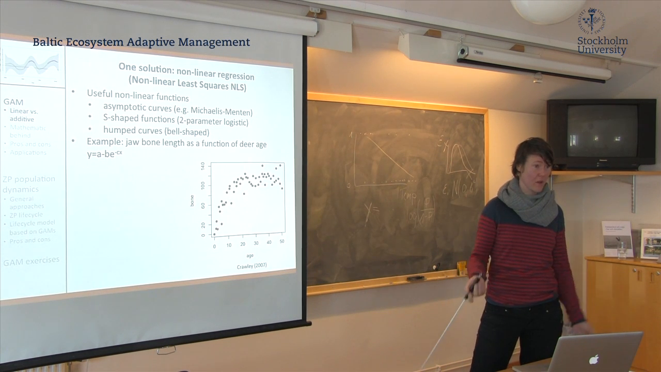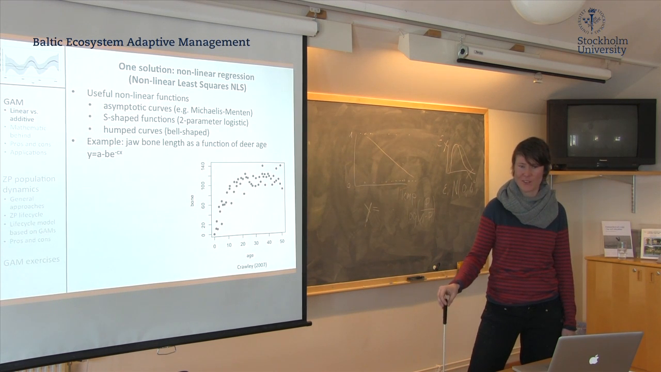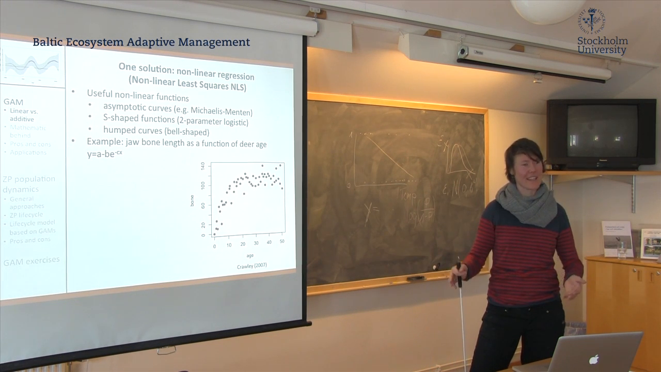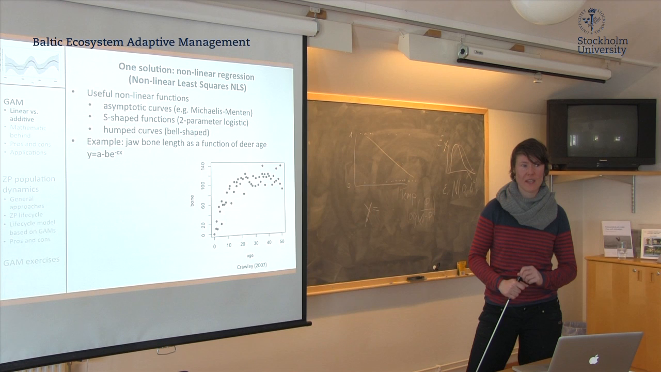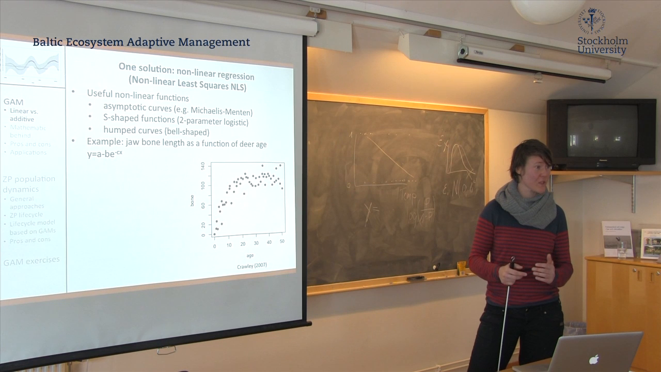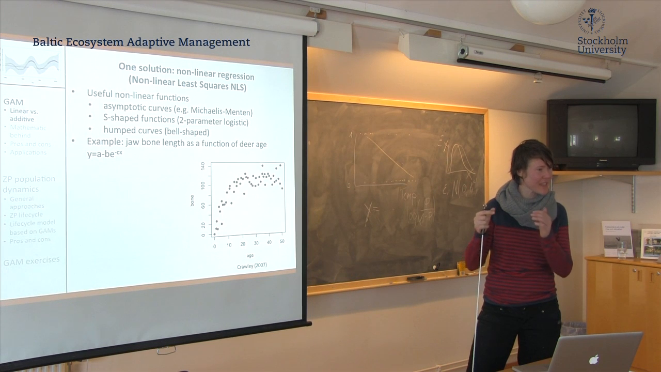Yesterday, for example, Oyvind was showing us the Holling disc equation. That's also a function that people know. And if you're dealing with exactly that, handling time, a functional response of a predator, you see this kind of asymptotic curve, and you might not want to linearize it. You might want to use exactly that equation.